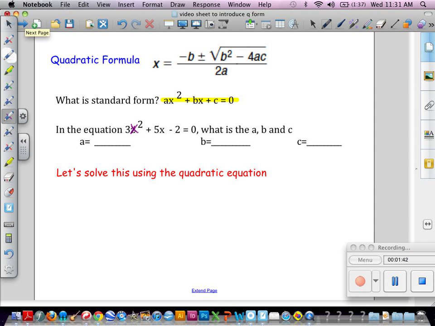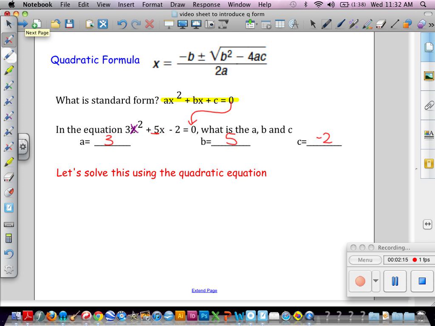Looking at the equation, first off, this is in standard form because it is set equal to 0, so we have that correct. Now my a is going to be the number in front of the x squared, which is called the quadratic term, so my a is 3. My b is the number in front of the linear term, which is the x, so b is 5. And the constant is the number all by itself, which is c, which is -2.